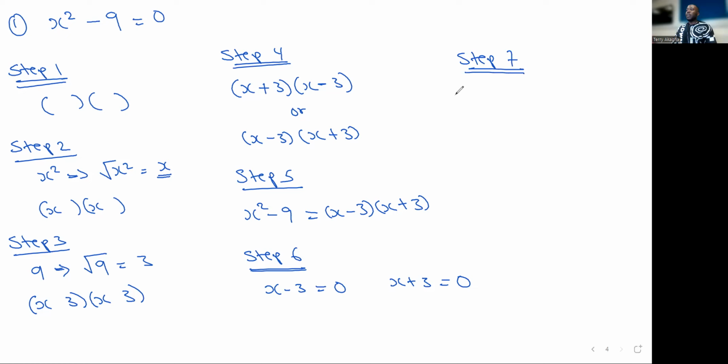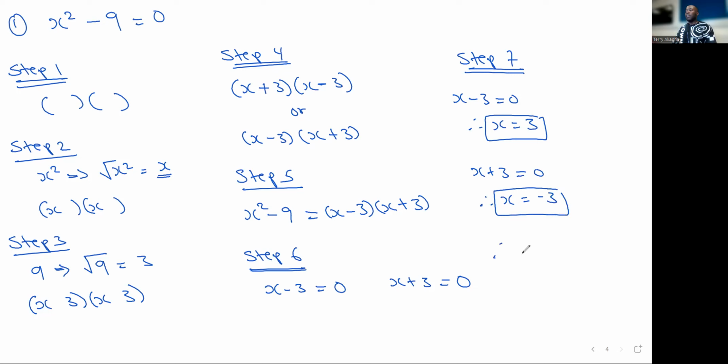So x minus 3 is equal to 0. I take 3 to the other side, so therefore x is equal to 3. I've gotten the first one. The second one, x plus 3 is equal to 0. I take 3 to the other side, so therefore x will be equal to minus 3. So the answer for this is x is equal to 3 or minus 3. Okay, and that is that for that.